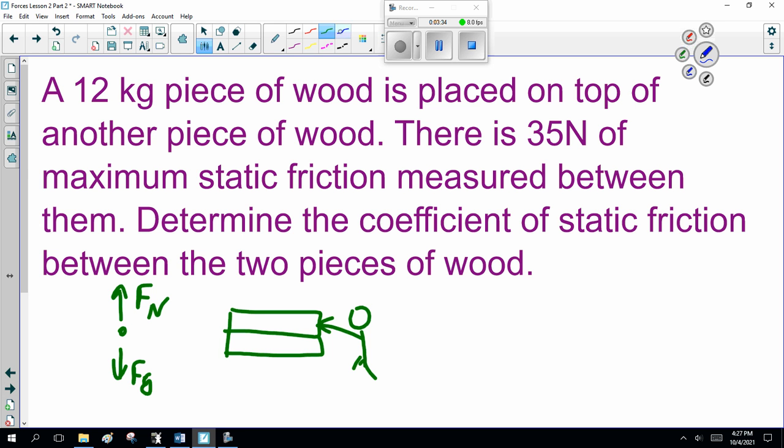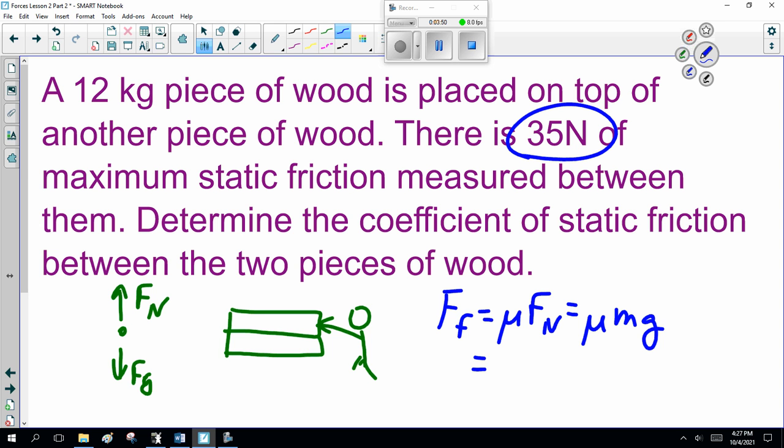So, force of friction, mu force normal, is mu mg. So normally, force of friction is 35 newtons. So I apply 35 newtons and it just starts to move. So the force of friction, the maximum force, 35 newtons, mu times mg. Now the mass is 12 kilograms. Acceleration due to gravity is 9.81 meters per second squared.